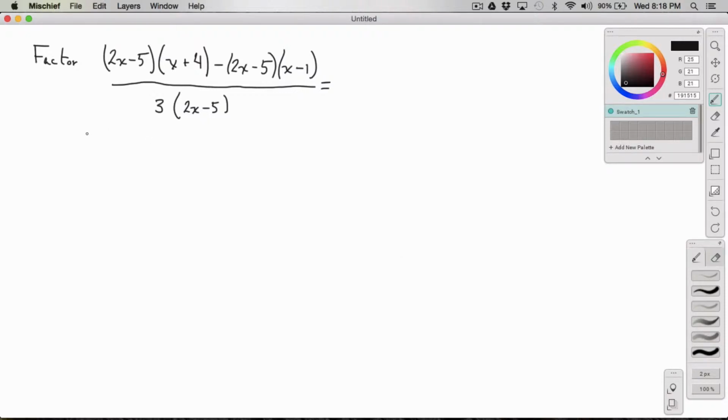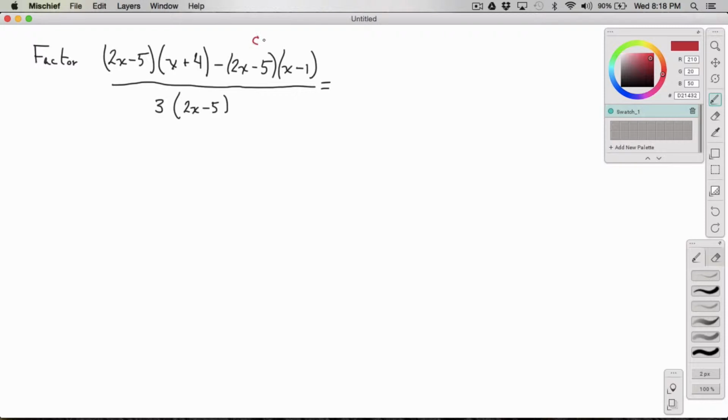Hi, this is Tom, and in this video we're going to factor this rational expression. There's a few different approaches that one might take, and I will show you both. The first one, which I think you'll find is probably the easiest, the one that requires the least amount of work, is to notice that you have a common factor.